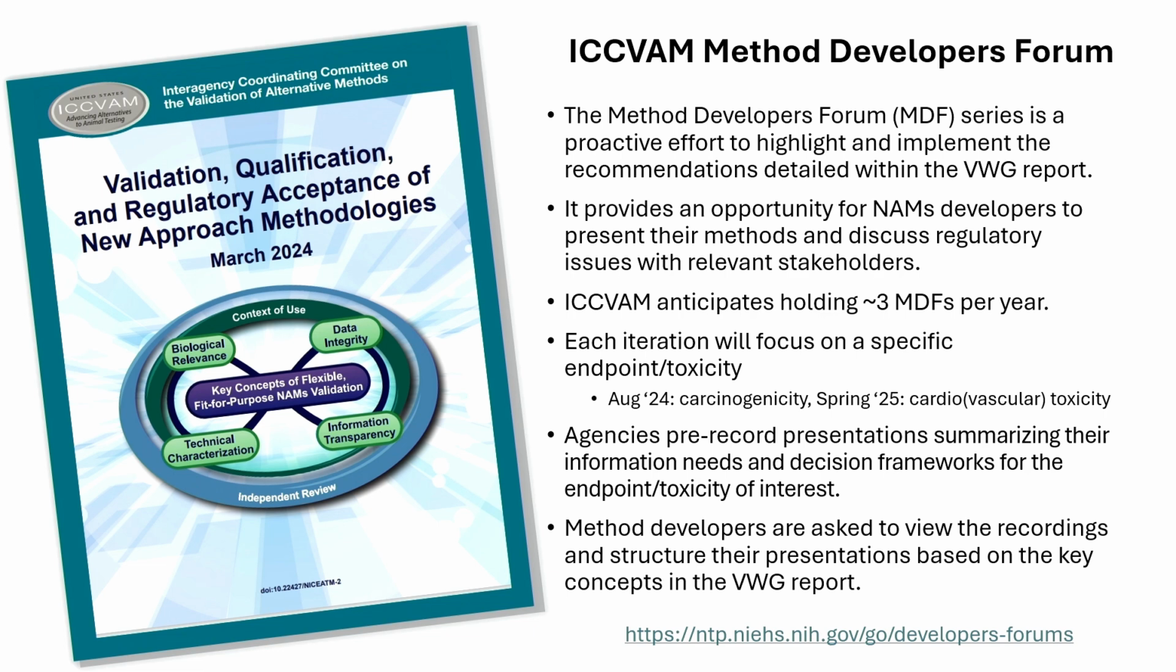The way that we're approaching this is we're asking our agency partners to pre-record presentations that summarize their information needs and their decision frameworks and how they assess particular endpoints or toxicities of interest. So what is their current approach to cardiovascular risk assessment, and what types of data are they currently using for that? Where are there opportunities for improvement, gaps that could be filled by more human relevant NAMs, et cetera?